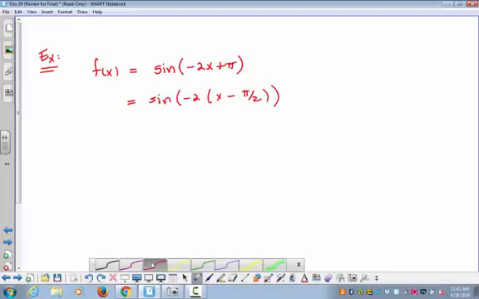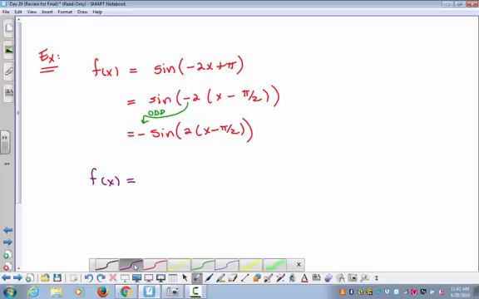Then, if you wanted, you could say that's a horizontal reflection and just go with it. That's fine. But if you know your odd-even properties, you can say sine is an odd function. How is that leading minus affected by an odd function? It jumps to the front, leaving you this. That's because sine is odd, and the only even functions are secant and cosine.